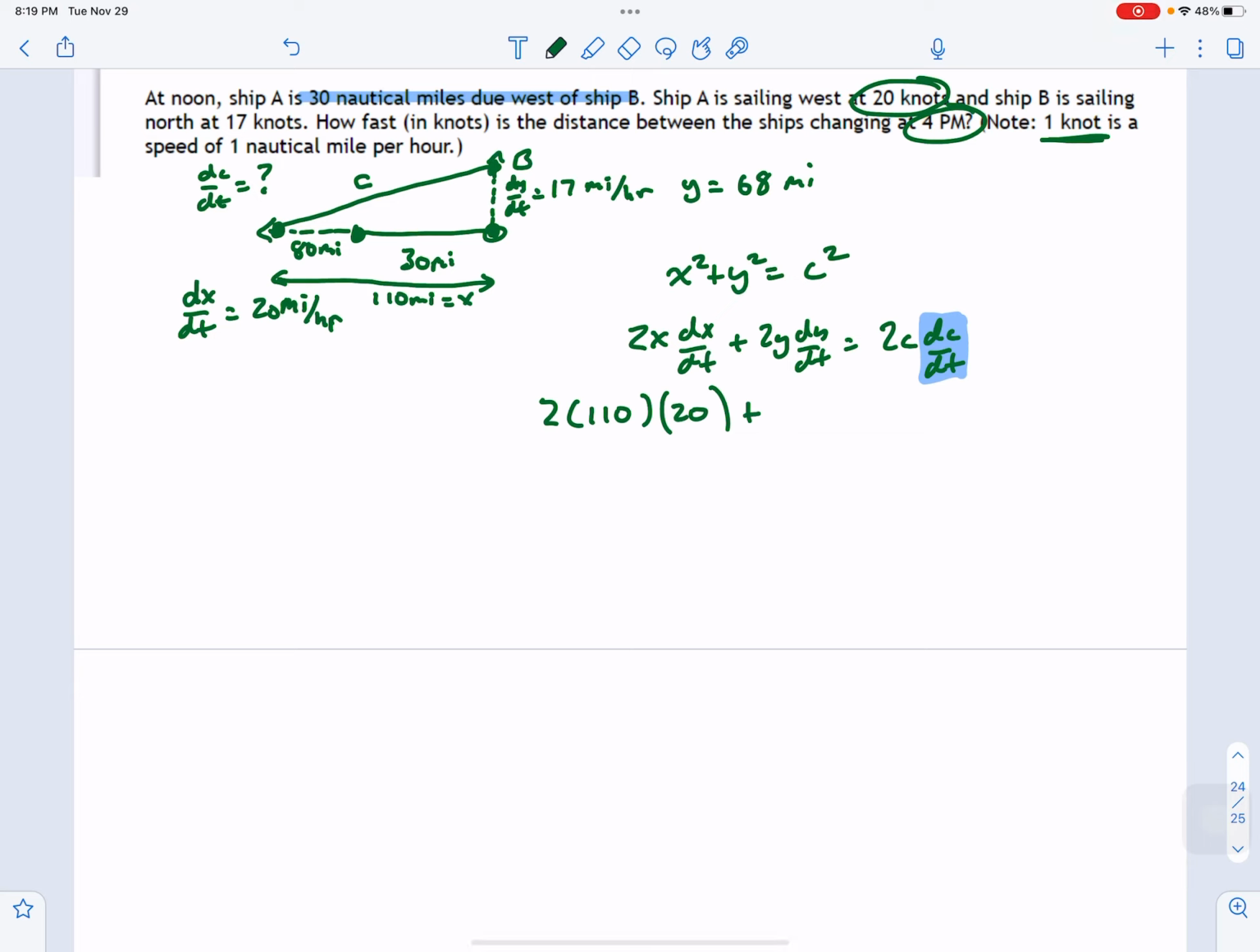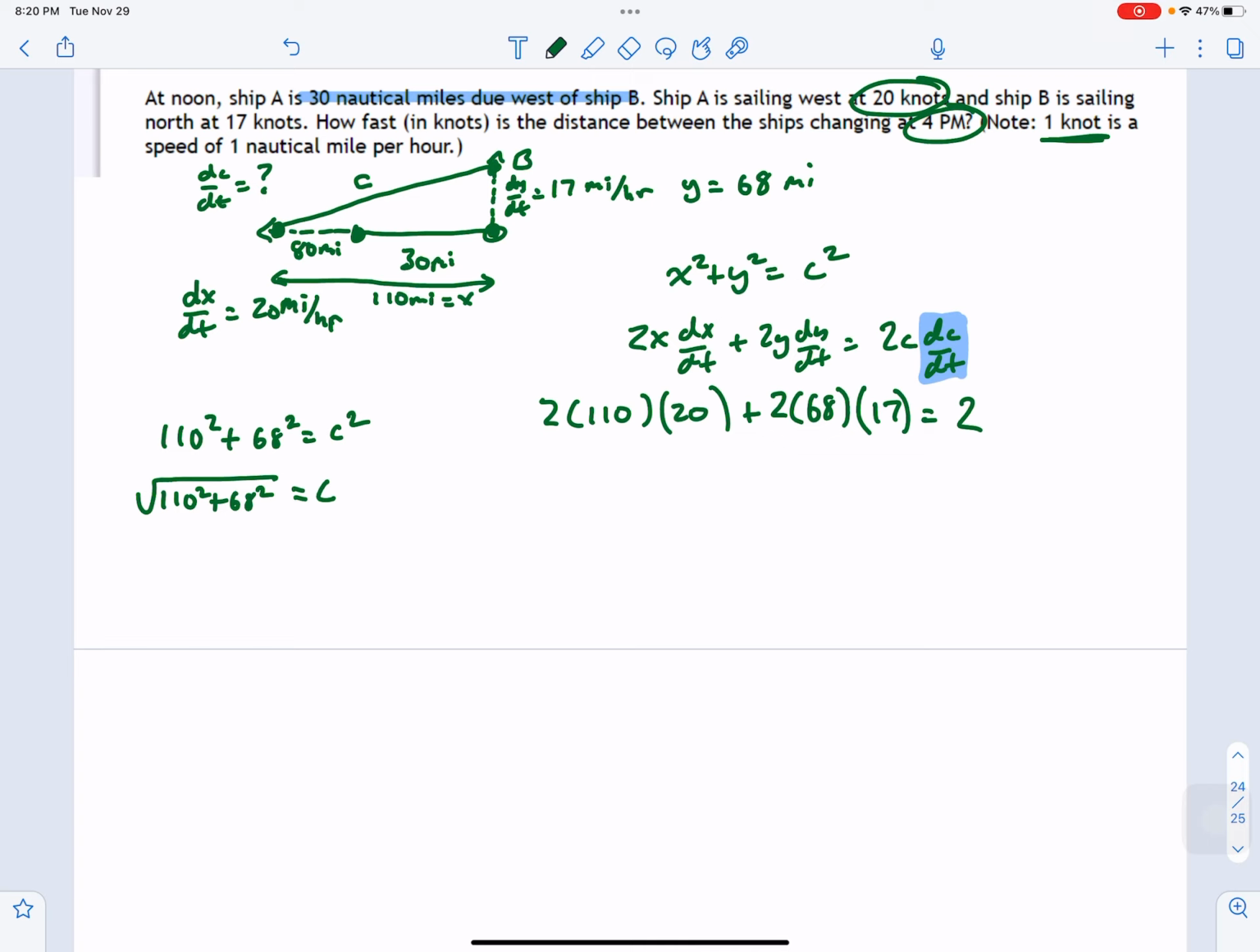Do we have a value for y? Yes, we do. We said that was going to be 68 miles, right? 68 miles going north. Do we have a change in y? Well, we do. That's 17. Now, we haven't solved for c yet. But how could we have solved for c? We could have done the Pythagorean theorem right at the beginning of the problem. So it's going to be 110 squared plus 68 squared is equal to c squared. And our c value is the square root of 110 squared plus 68 squared.